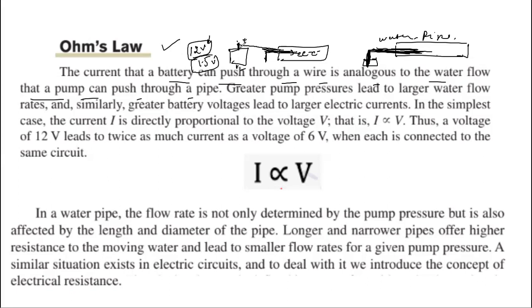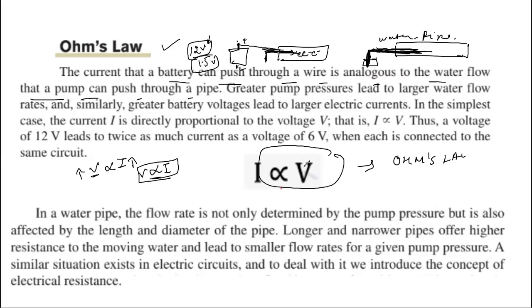Okay, so how do we write this in a simple equation in mathematical form? We say that the more the voltage, the more the current. So the greater the voltage, the greater the current. They go hand in hand: V is directly proportional to I. We write it like this. So this is called Ohm's law. Very simple, very easy. We call it Ohm's law.